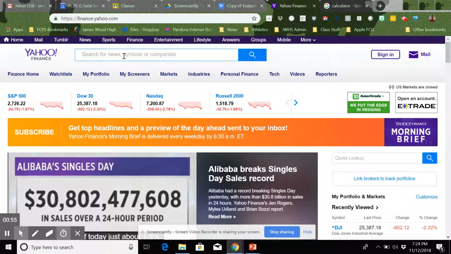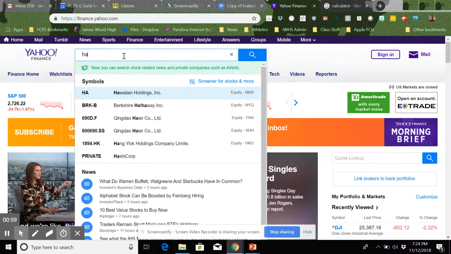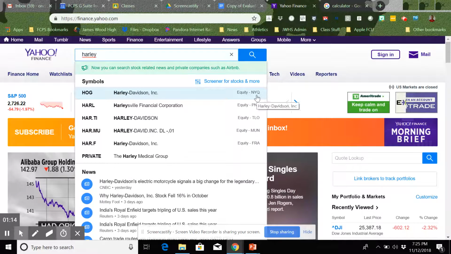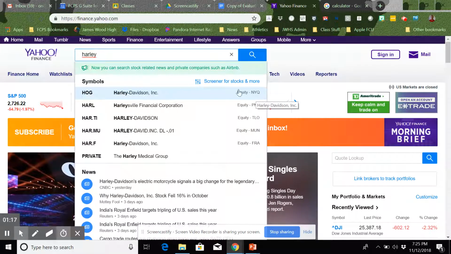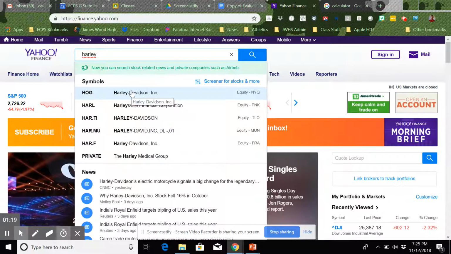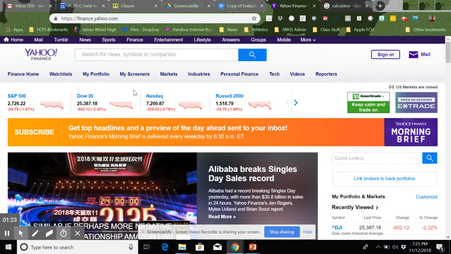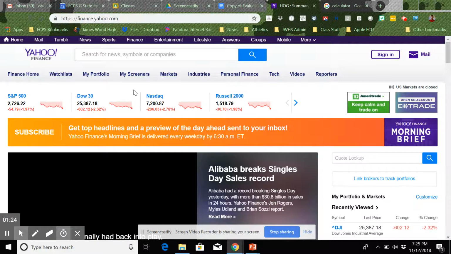and put in the company that you want to find. So I'm going to choose, and you're not allowed to use this for your assignment, Harley Davidson. Okay, so I'm going to type in Harley Davidson, and there it is right there. It has a stock symbol of HOG, hog, because again, Harleys are big motorcycles referred to as hogs. It shows that it's an equity, in other words, a stock, and it's being sold on the New York Stock Exchange. So I'm going to go ahead and click on that one, and it's going to bring up a stock quote on Harley Davidson.